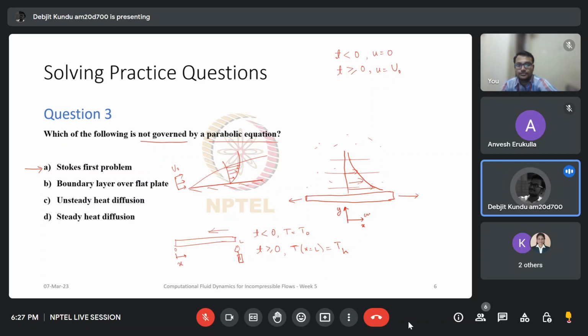So which will be the correct answer? We have received only one answer so far. Let's see what others have to say. Which of the following is not governed by a parabolic equation?